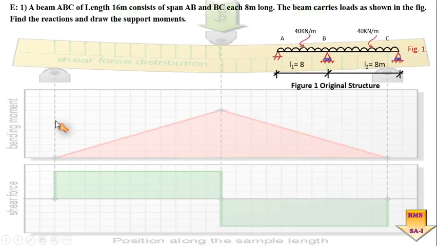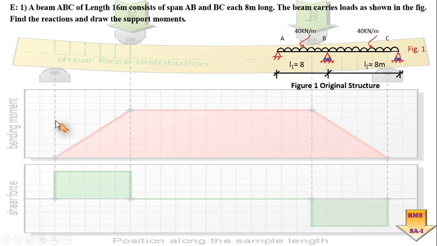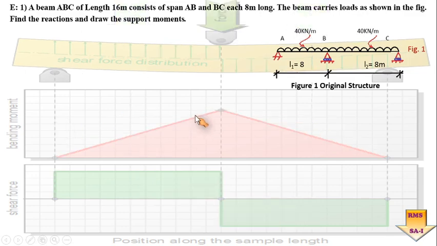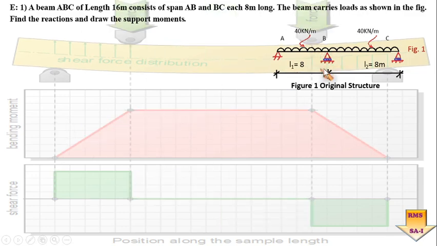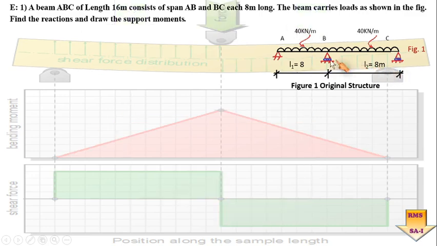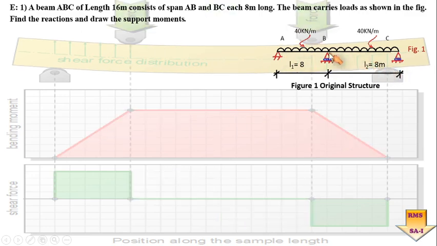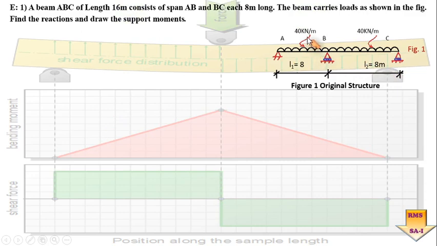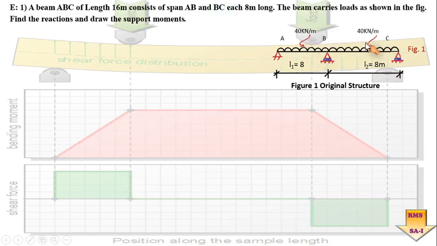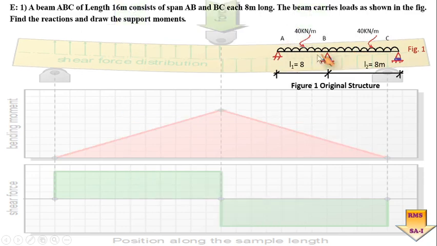Here we have a beam ABC which has span lengths L1 equal to 8 and L2 equal to 8. Both the spans are imposed with a UDL of magnitude 40 kilonewton per meter, whereas the I is taken as a constant.